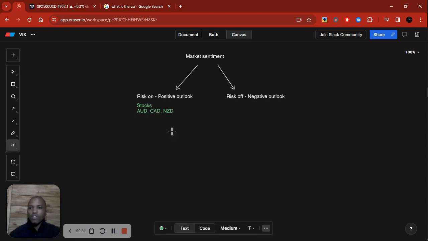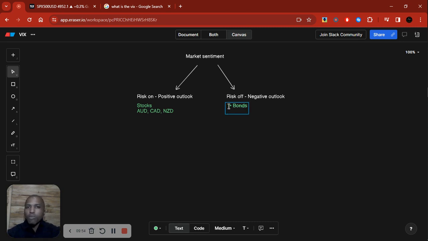And then in a risk-off environment, on the other hand, whenever there's uncertainty, fear and panic, remember, capital moves into safe haven assets. We have the USD. Instead of stocks, we have bonds. So investments or capital goes into bonds. Why? Because bonds are safer.